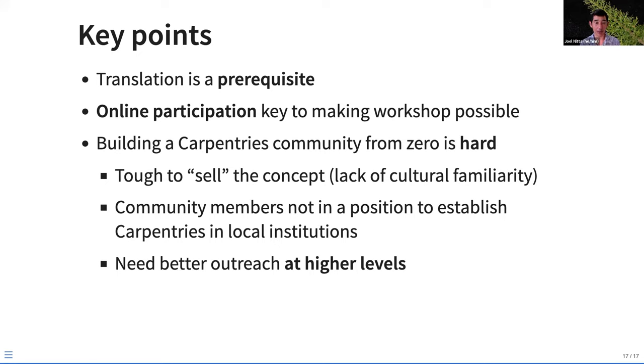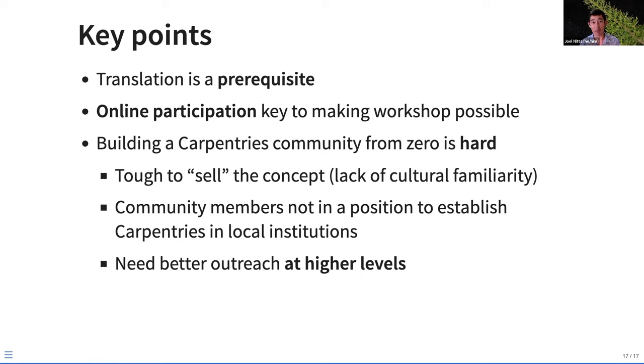And then the other thing, and this is from personal experience, is that we found building a Carpentries community from zero is hard. It is tough to sell the concept. And I think that part of that may be due to a lack of cultural familiarity. The Carpentries is really well known now in the US, and a lot of people in the research community have at least heard of it, if they don't know exactly what it's doing. But the concept of having workshops and community and members of the community helping each other out is still not very common in Japan.